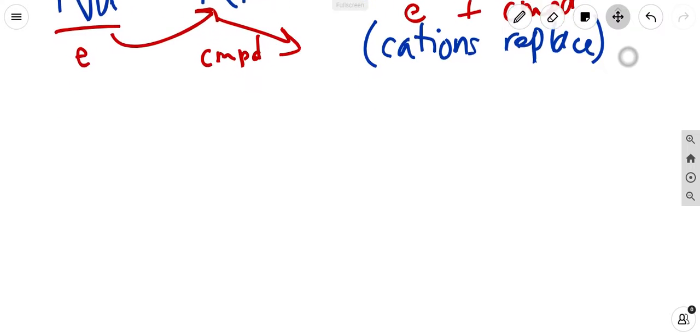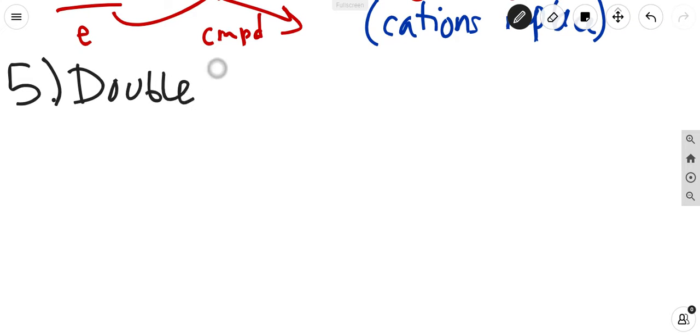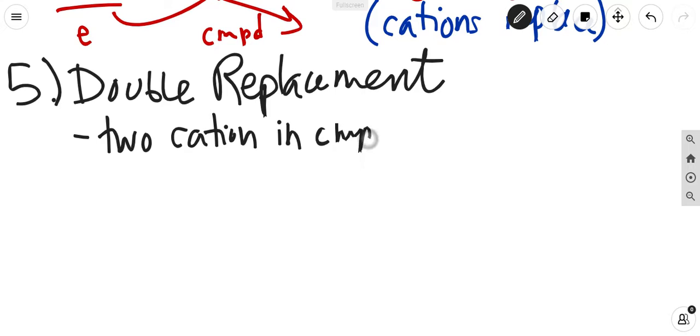All right. The next type of reaction is a double replacement. So in a single reaction, one thing is substituted in. In a double reaction, the two cations in compounds will switch. Okay, so the two cations in the compounds will switch.